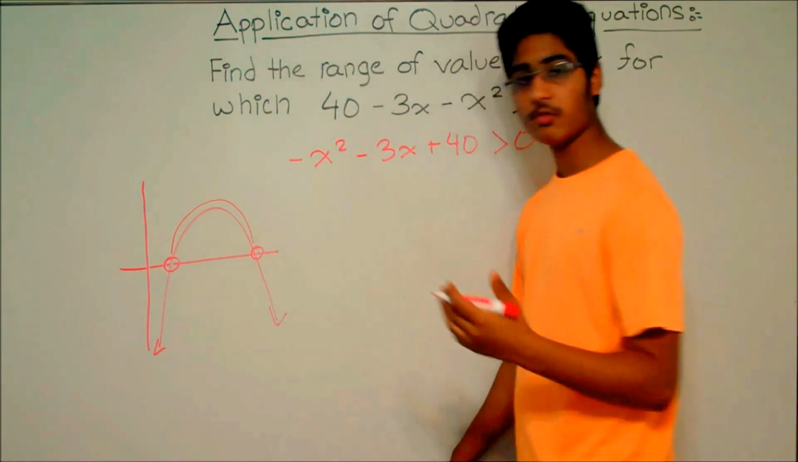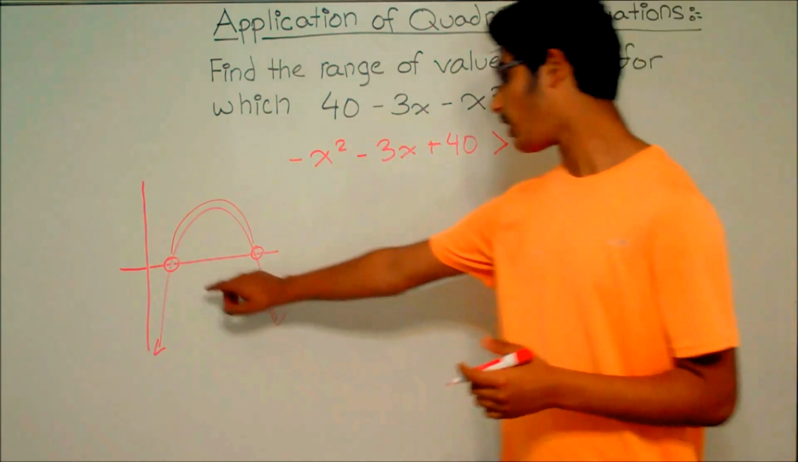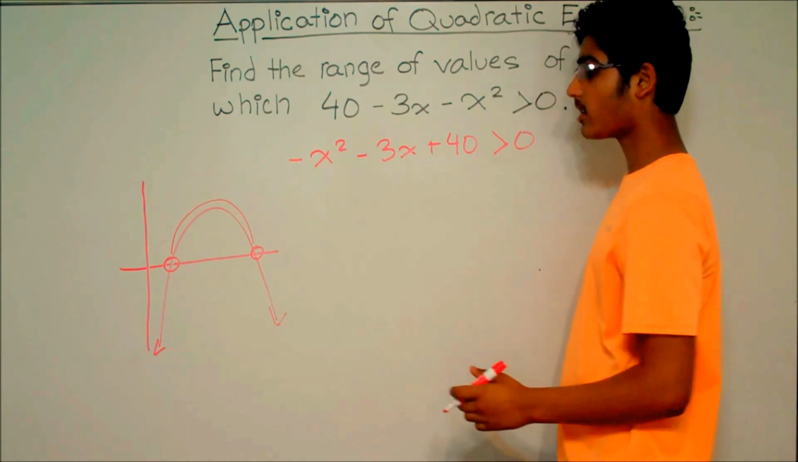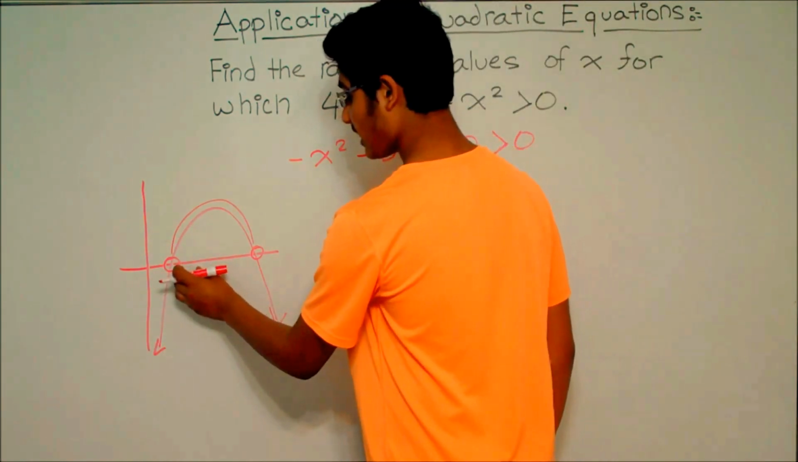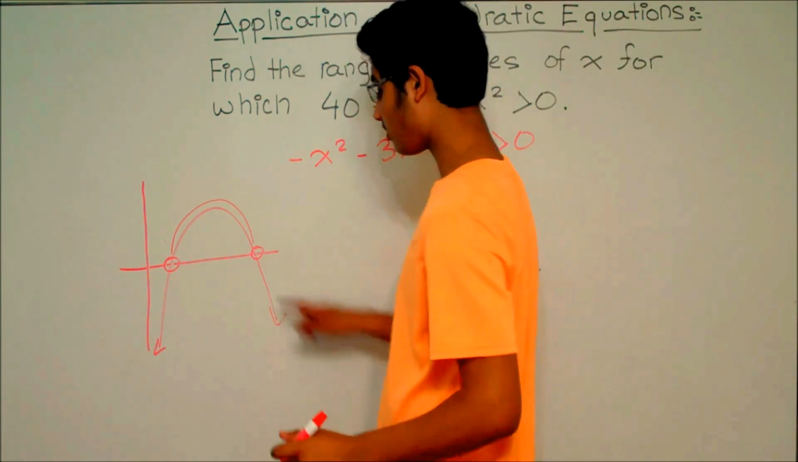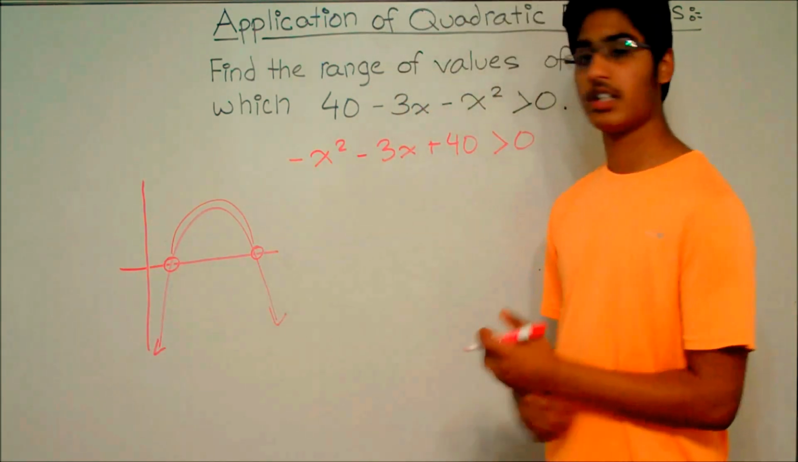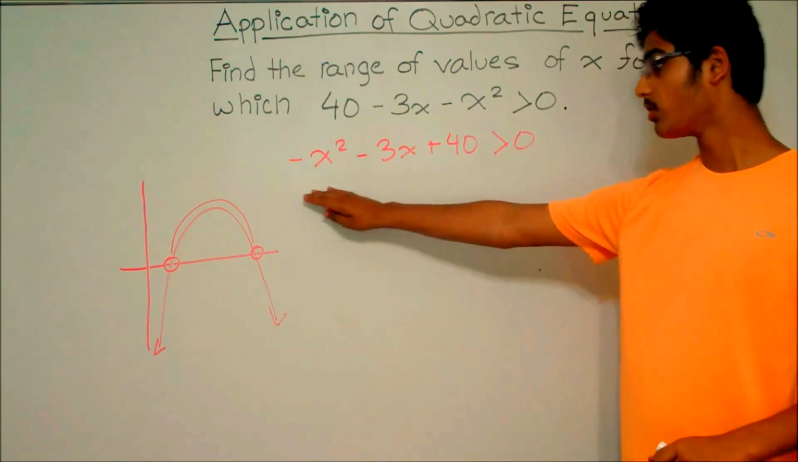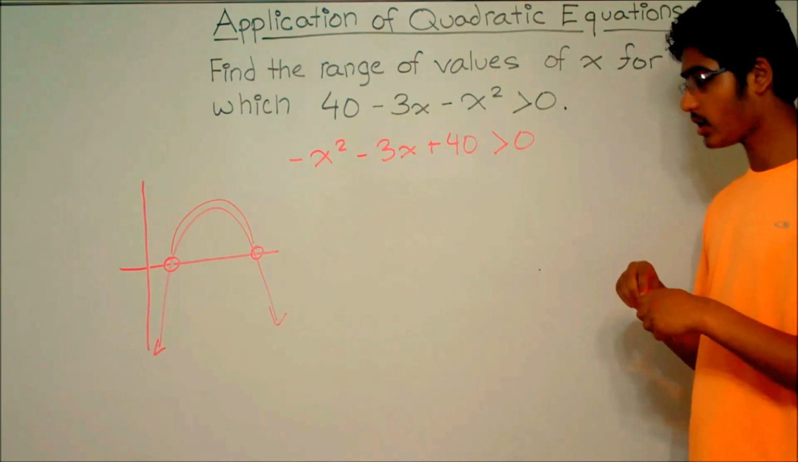So what we have to do is find the values of the roots. So the values of x would be greater than this root and less than this root, and would not be equal to this root because this is only greater than 0. So let's find the roots of this quadratic equation.